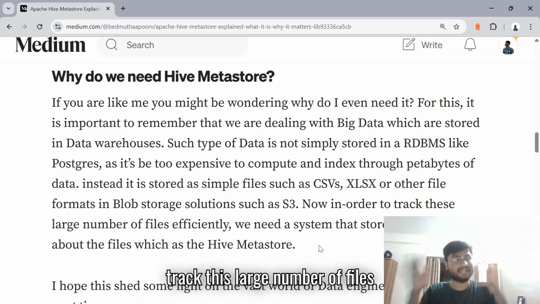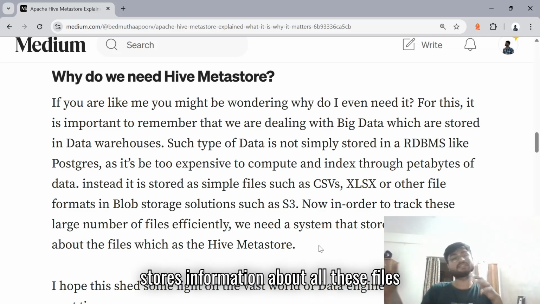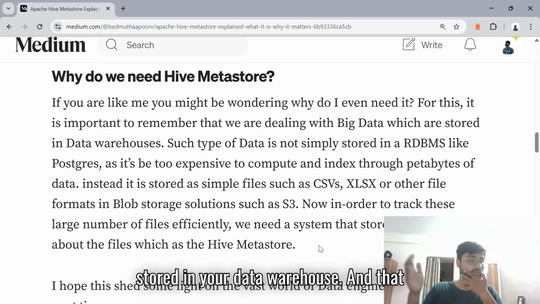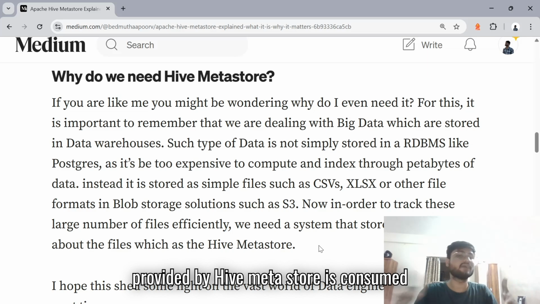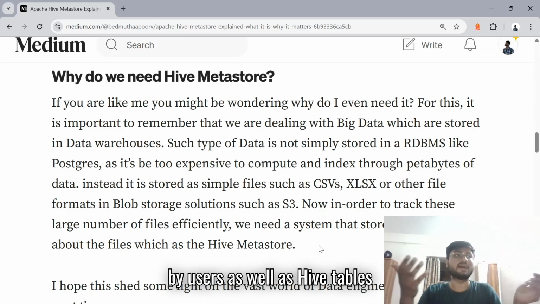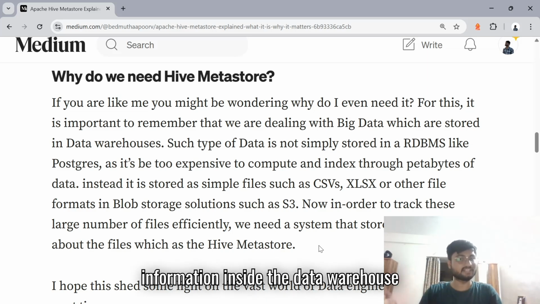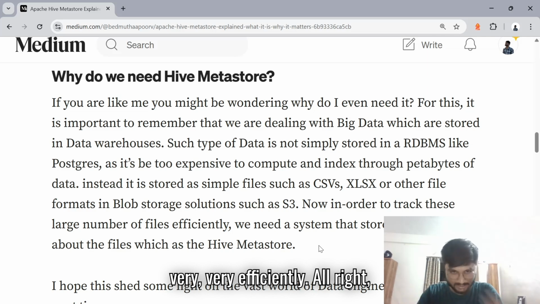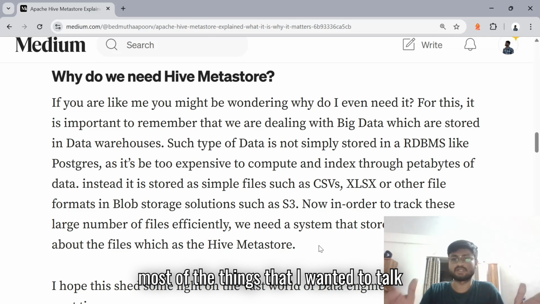Now, in order to track this large number of files efficiently, we need a system that stores information about all these files stored in your data warehouse, and that is basically Hive Metastore. Now this Hive Metastore and all the metadata provided by it is consumed by users as well as Hive tables to basically interact with the information inside the data warehouse very efficiently.